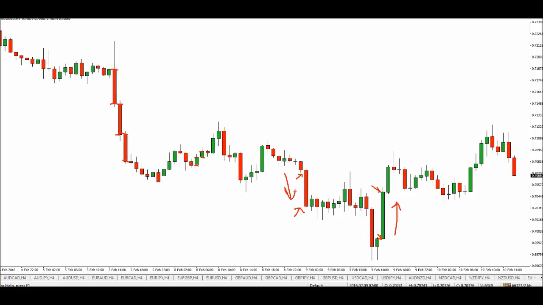This is the Australian dollar, US dollar. So the Australian dollar is appreciating against the US dollar, and the Australian dollar is depreciating against the US dollar. And hopefully I'm not confusing you. So that's the basics of candle bodies. They are formed by the opening and closing price of the candle.